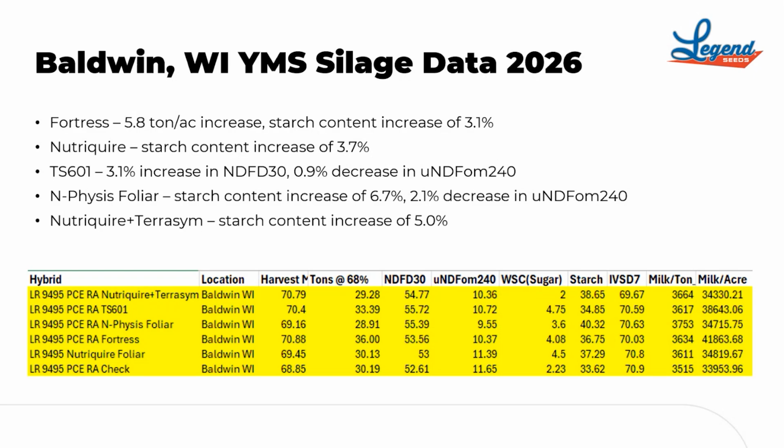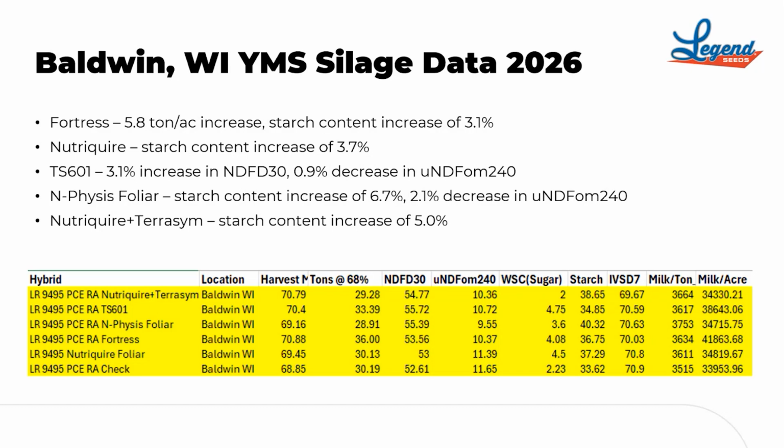So, I know the guys from the YMS team, I had them at Baldwin, a fair amount of dealers, some customers, some account managers that are on this call came and saw that trial. Ray Charles could have seen the difference in the northern corn leaf blight between TS601 and the check. It was unbelievable. And that directly shows when we look at the fiber digestibility side, we gained that NDFD30, or how much the fiber is digestible at the 30-hour mark.